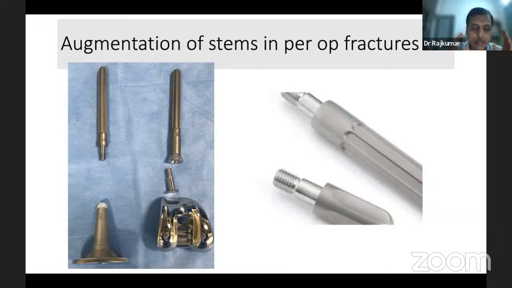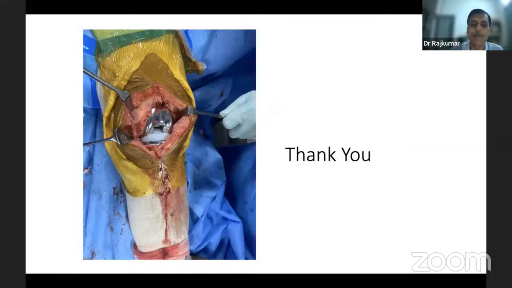So the whole point about these pitfalls and complications is identification. Perioperatively, you have to identify. If it happens, don't panic. Just try to find out how you can manage it, and augment it with a tendon or a stem if it needs. Otherwise, if it is only an avulsion injury, most of the time you don't need any constraint prostheses. Thank you.